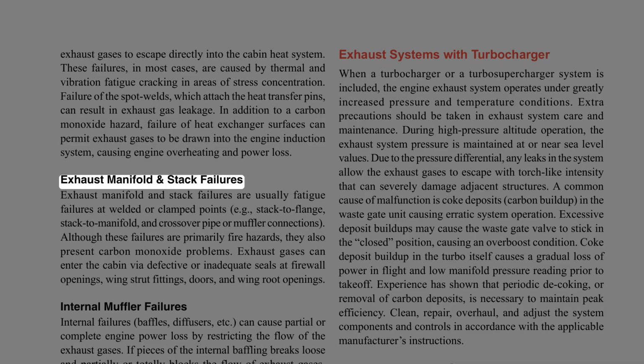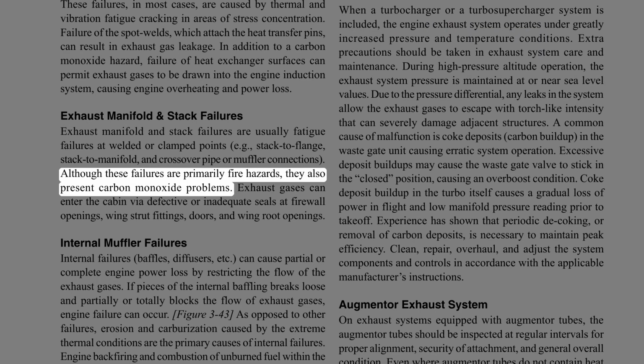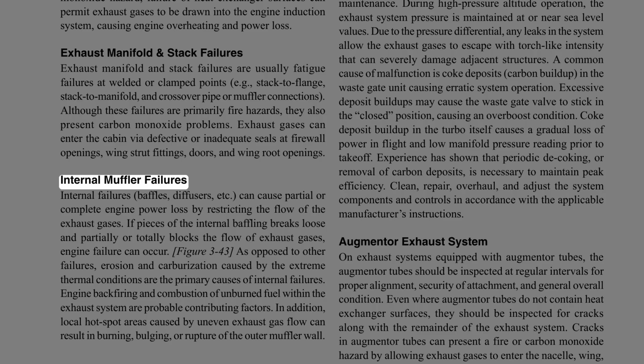Exhaust manifold and stack failures. Exhaust manifold and stack failures are usually fatigue failures at welded or clamped points, e.g., stack to flange, stack to manifold, and crossover pipe or muffler connections. Although these failures are primarily fire hazards, they also present carbon monoxide problems. Exhaust gases can enter the cabin via defective or inadequate seals at firewall openings, wing strut fittings, doors, and wing root openings.